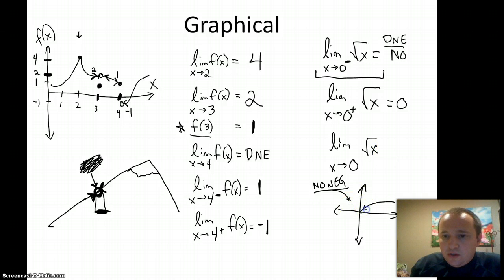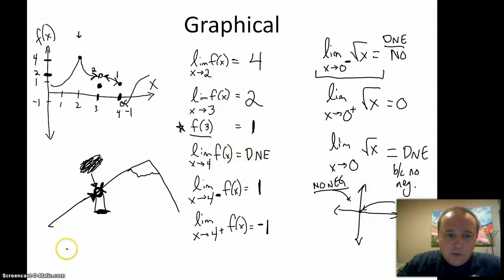Because if you look at this function, does it approach 0? Yes. So what does the limit approach altogether? It does not exist because of no negative values. So there's idea 1.